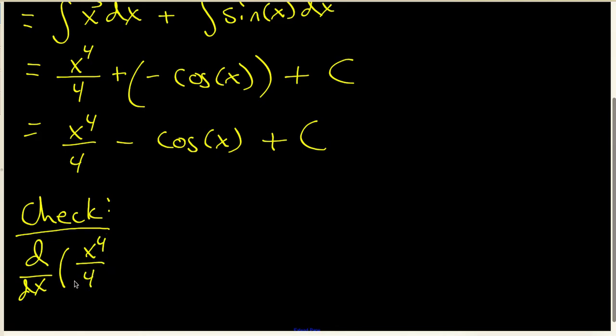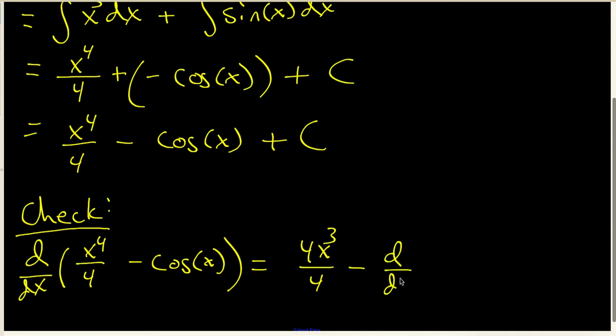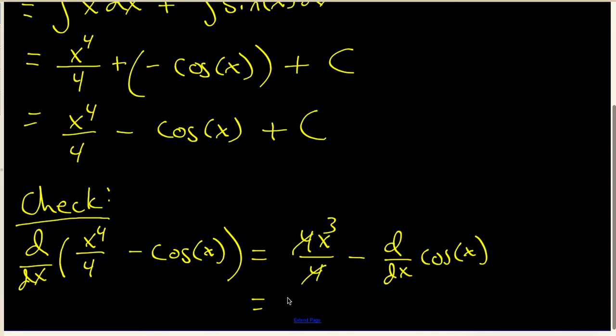So I'm going to differentiate x to the fourth over 4 minus the cosine of x. And this will be the derivative of x to the fourth over 4. That would be 4 times x cubed over 4 minus the derivative of cosine of x. Now, in doing the algebra, those 4's cancel out, and I'm now left with an x cubed minus the derivative of the cosine, which is a minus the sine of x.